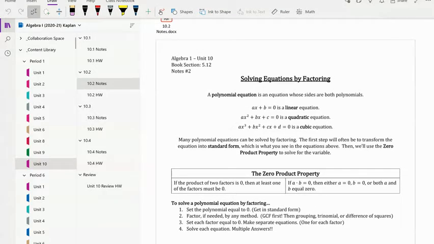So we are actually skipping 10.1 for now. We may or may not come back to it depending on timing. And we are jumping straight to 10.2, which is really the meat and the basis for this chapter. We are solving equations by factoring. Oh my goodness, we're just adding a little more to the equation here. You know what I mean?